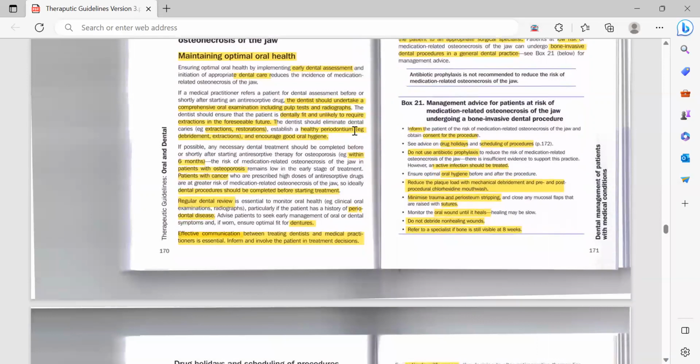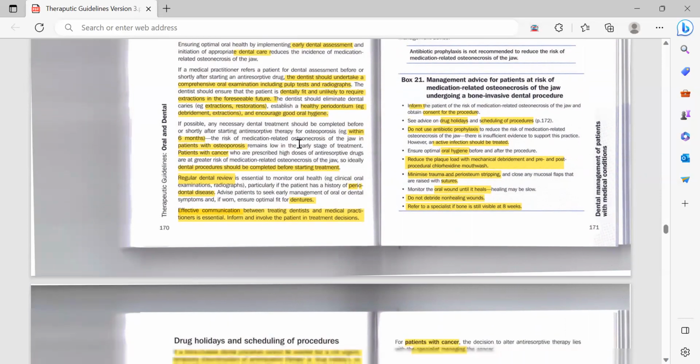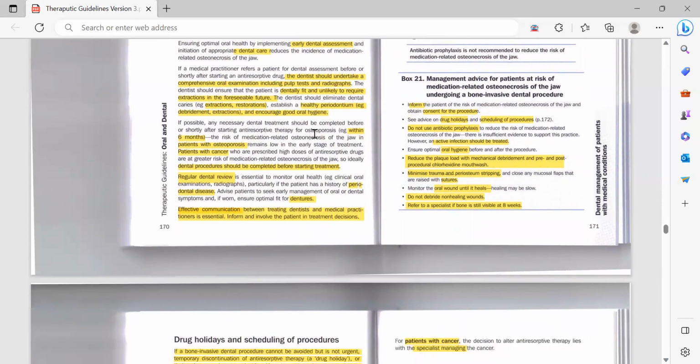The dentist should eliminate dental caries, which means either he would do the restorations or extractions or root canal, whatever the treatment he recommends, he can perform that treatment on those visits, before starting the medication, because once the medication would start, then there would be more chances of the complications. Establish a healthy periodontium, for example, debridements or extraction, and encourage them to maintain a good oral hygiene.